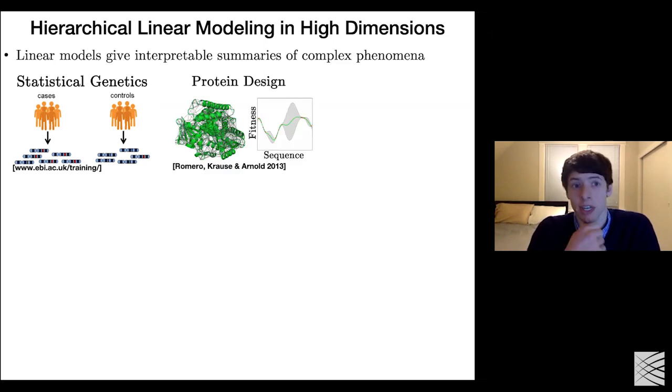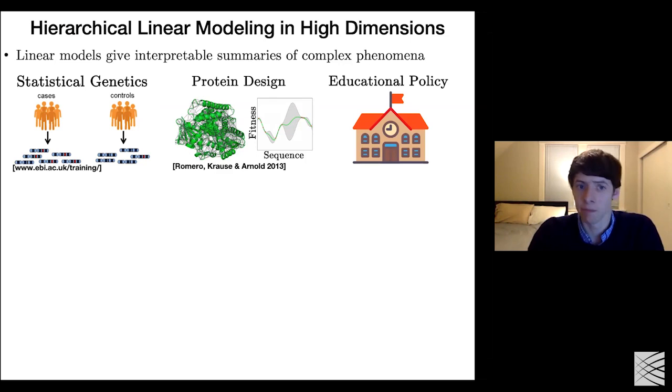In the context of protein design, which is something that I've been getting into more this term as I've been visiting the Baker lab in Seattle, we might use linear models to relate the sequence composition of a protein, or pairwise combinations of amino acids, to the energy of folding or maybe some catalytic function of a protein. And farther afield, in educational policy, we might want to relate educational interventions, say whether or not an after-school program is provided at a school, to student success.